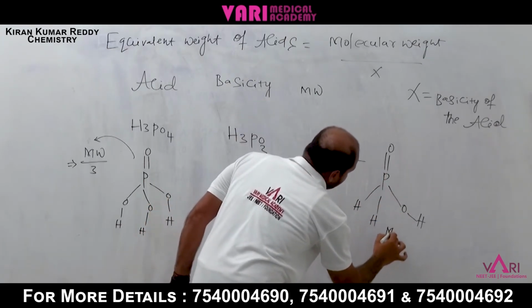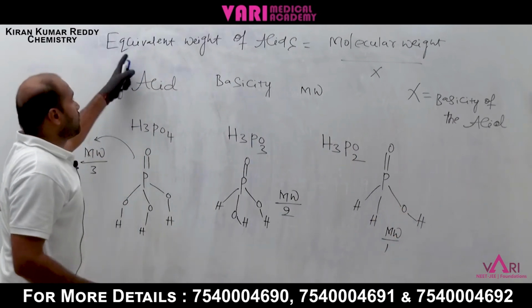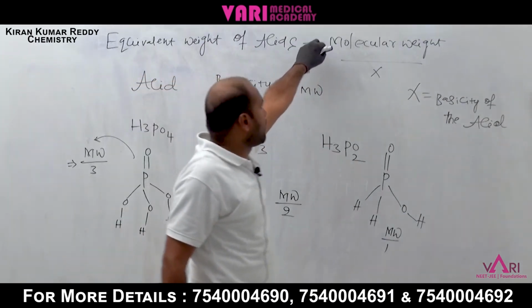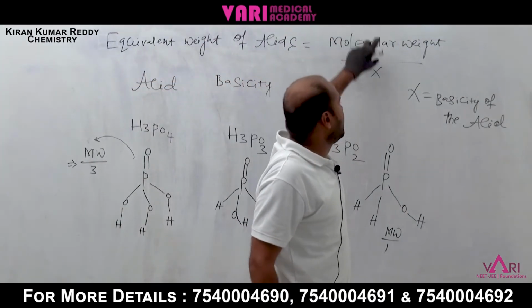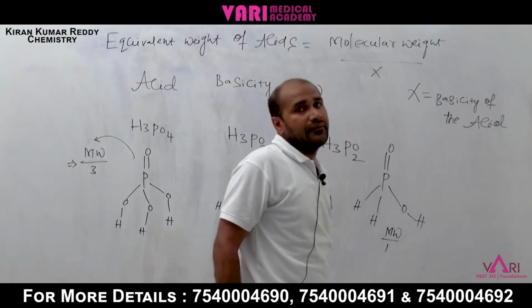Now write molecular weight by 1. The equivalent weight of acids can be calculated using the formula molecular weight by basicity of the acid. X means basicity of the acid.